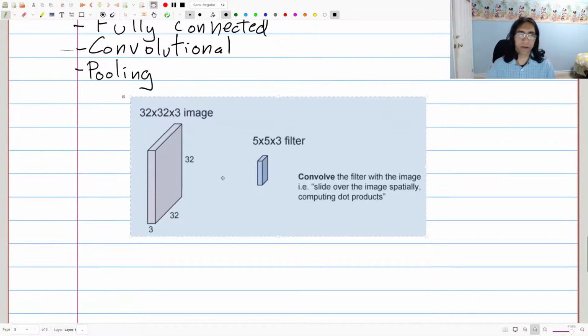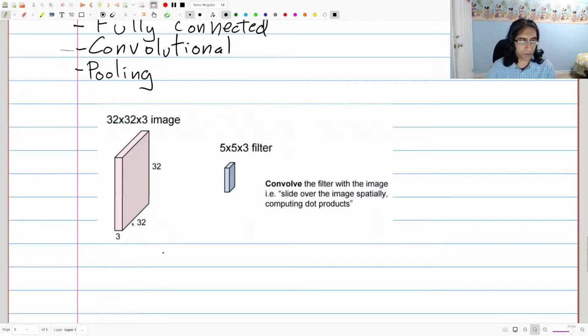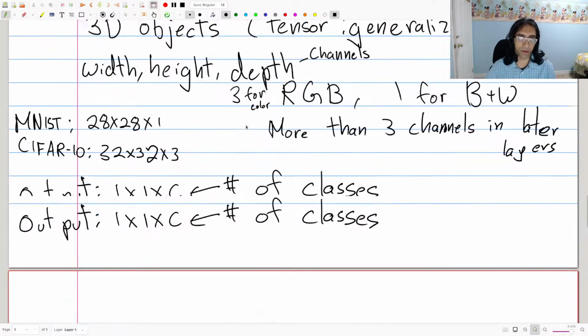Okay, so basically the way it's going to work is that we have some sort of input here. You can see this is a 32 by 32 by 3 image. This is the width, the height, and this is the depth for the number of channels. And we're going to have a type of filter, similar to what we had before. This one is, say, 5 by 5 by 3.